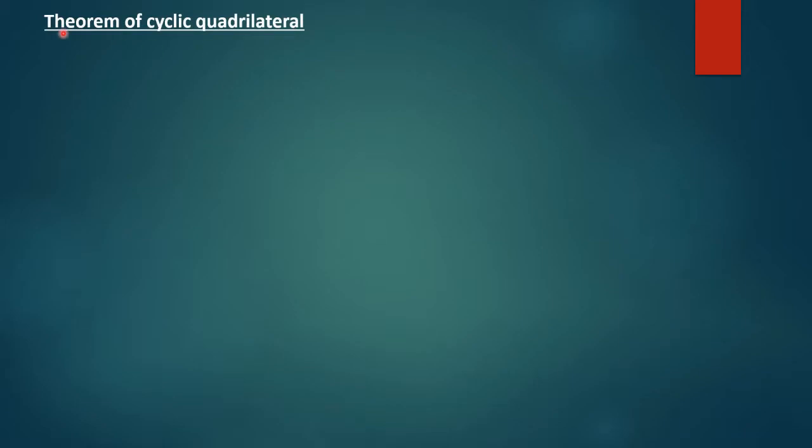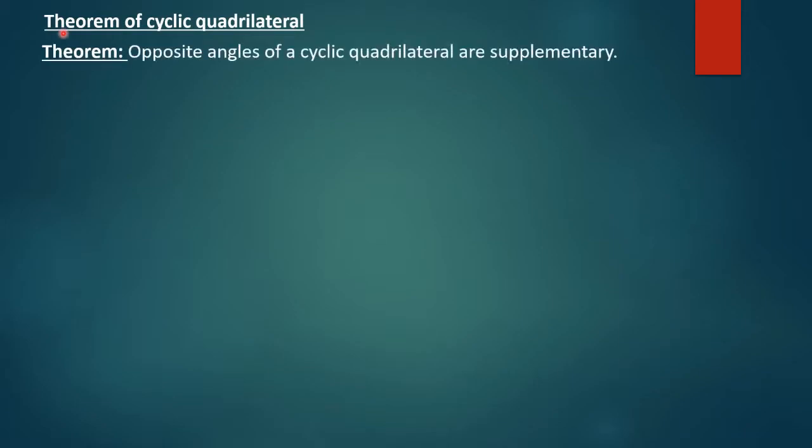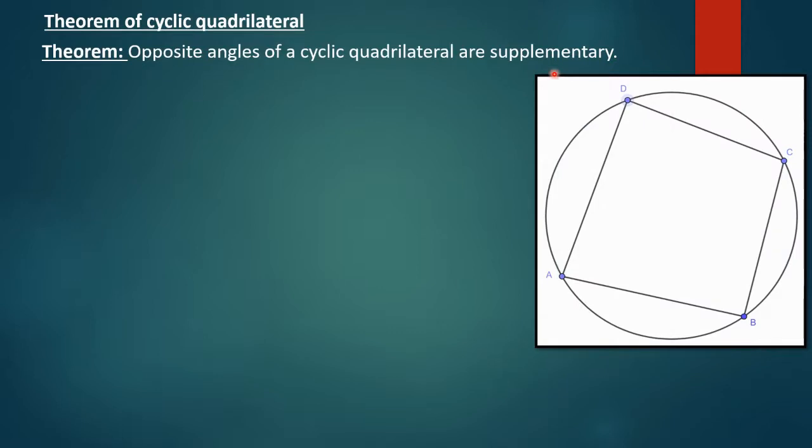Next is the theorem of cyclic quadrilateral. The statement of the theorem is: opposite angles of a cyclic quadrilateral are supplementary. Given a circle, ADCB is a quadrilateral and all of the vertices of the quadrilateral lie on the circle. Hence, it is called a cyclic quadrilateral.